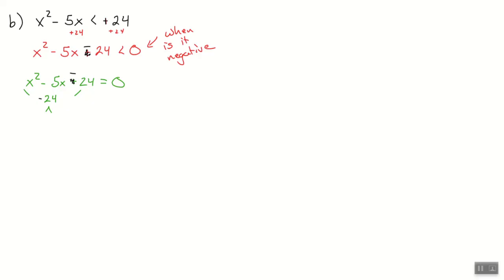And now it'll work. I need two things that multiply to be a negative 24, but they add up to a what? Negative 5. Is it 1 and 24? No. Is it 2 and 12? No. 3 and 8? Yeah. Ooh, 3 and 8. Which one needs to be negative? 3. Are you sure? 8. 8.